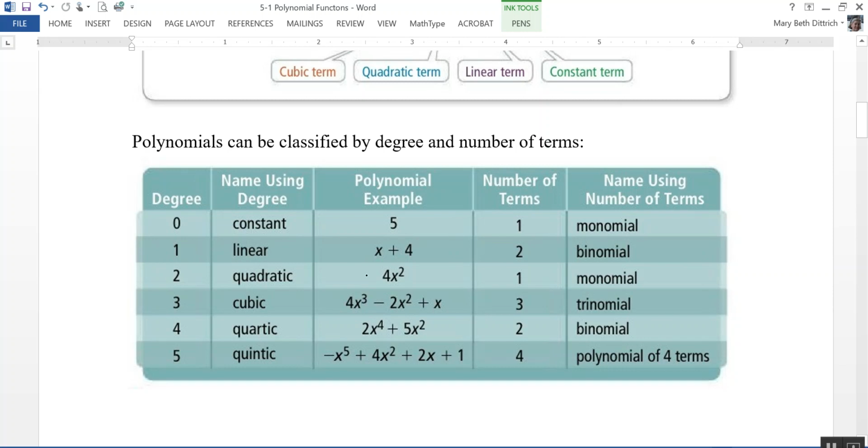Degree 2, you would have an x squared in it, which would be your highest power. A cubic would have an x to the third as your highest power. A quartic, x to the fourth, and a quintic, x to the fifth. Notice if there's two terms, we call it a binomial. If there's three terms, we call it a trinomial. And if there's four or more terms, we would just say a polynomial of 4 terms or a polynomial of 6 terms.